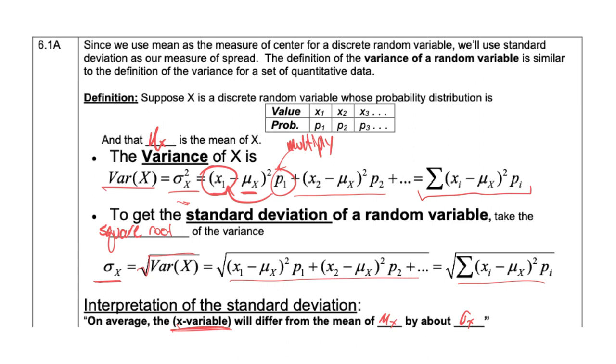And this is what it says. You'll get questions that say interpret the standard deviation in context. And you're going to say, on average, the goals scored from our hockey example will differ from the mean of mu x by about sigma x. But you will use numbers here because you will have calculated it.